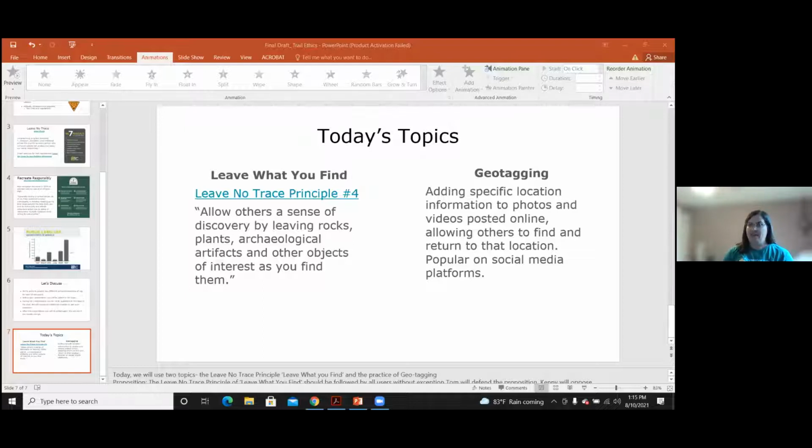And Stephanie is going to talk about maybe some reasons why the benefits of geotagging outweigh the costs. And Tom is going to oppose that idea.